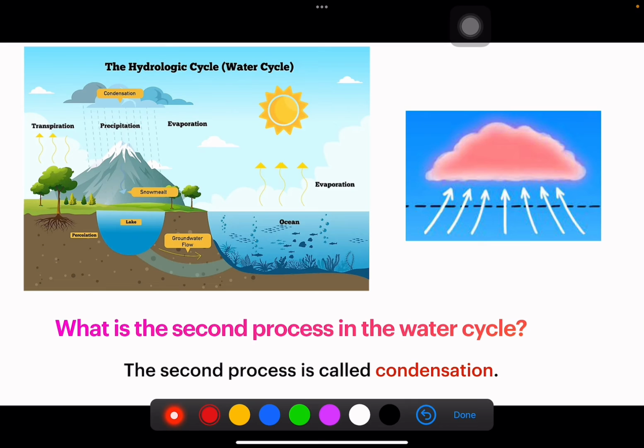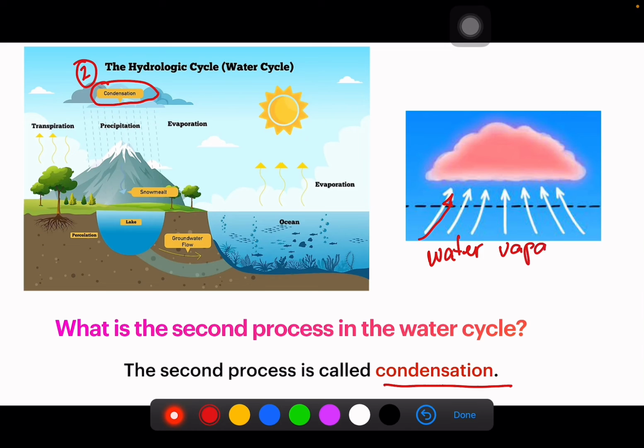What is the second process in the water cycle? The second process is called condensation. This is where water vapor or vapor gas will turn into liquid water. And this is where cloud is formed. This is called condensation.